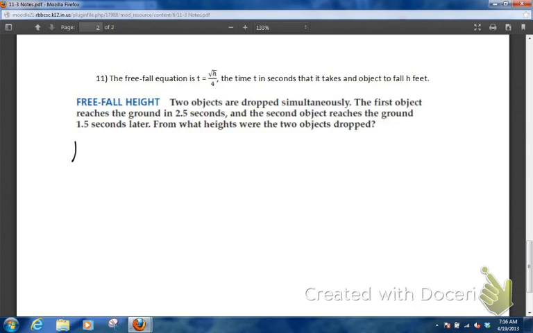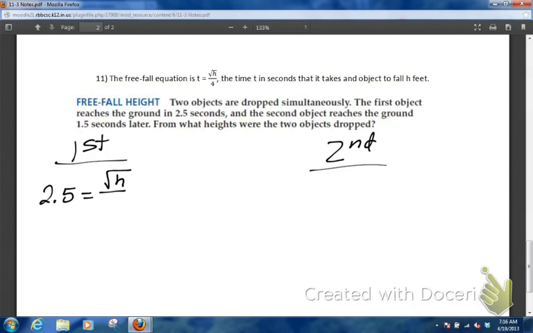So this actually means we're setting up two problems. I have the first object and I have the second object. It says the first object reaches the ground in 2.5 seconds. So the t is 2.5, and that equals the square root of h divided by 4. And the second object, and this is an important part, reaches the ground 1.5 seconds later. So you're not going to say 1.5 equals, you're actually going to say 4 equals. Because 1.5 seconds after 2.5 is 4.